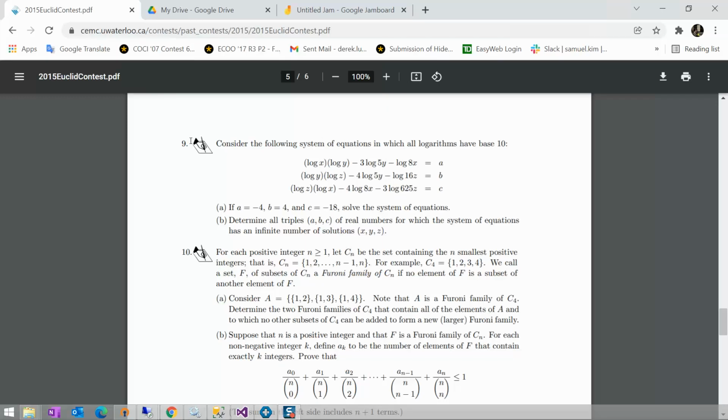Yeah, let's do 9. 9 is a hard one. So for the log, basically Euclid never tests very fancy log functions, just the basic log. So usually we should be using a basic log function, right?